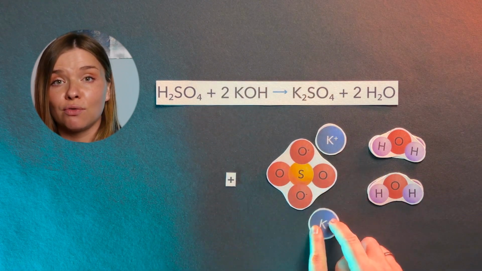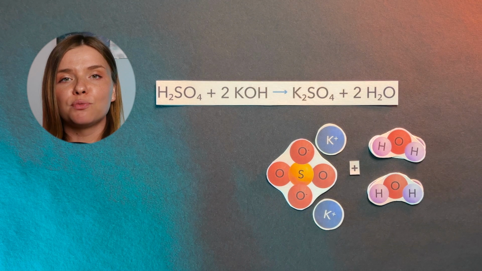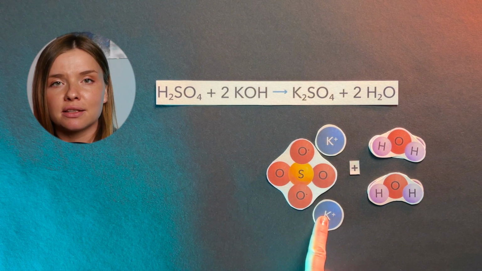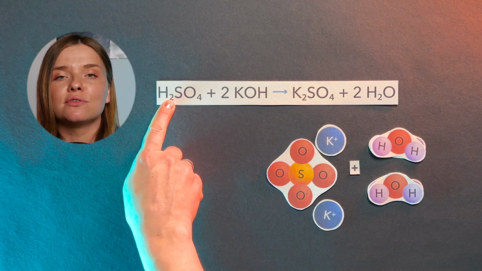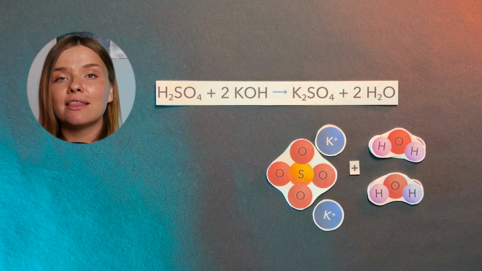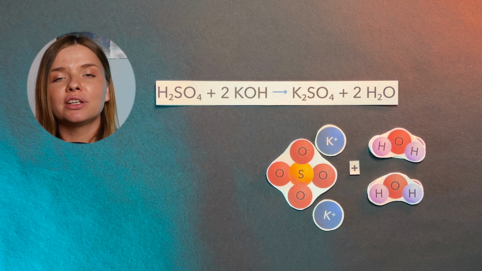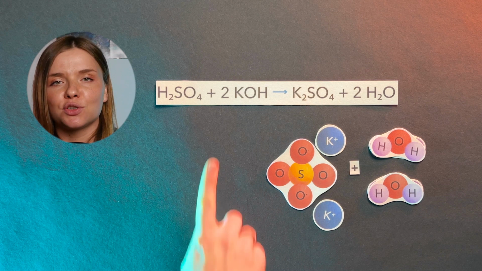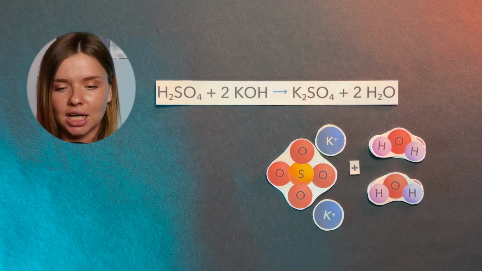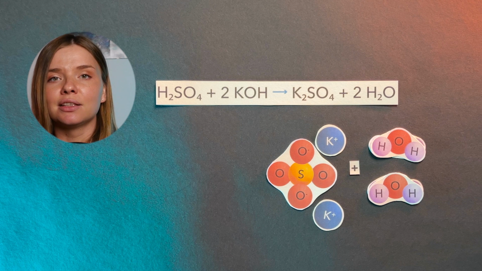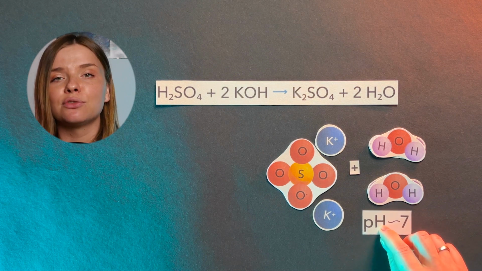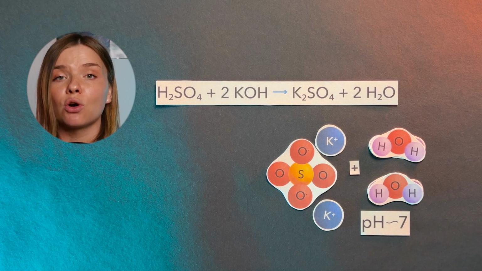Mixing these solutions, H+ ions combine with OH- ions to form water, and potassium ions combine with sulfate ions to form potassium sulfate. Note the two molecules of potassium hydroxide are needed to fully neutralize sulfuric acid, because one molecule of this acid contains two hydrogen atoms. Therefore, in the reaction equation, I need to put the coefficient of 2 before potassium hydroxide and coefficient of 2 before water. In the products, we again have salt and water. The original substances neutralize each other and form products with a pH of 7.